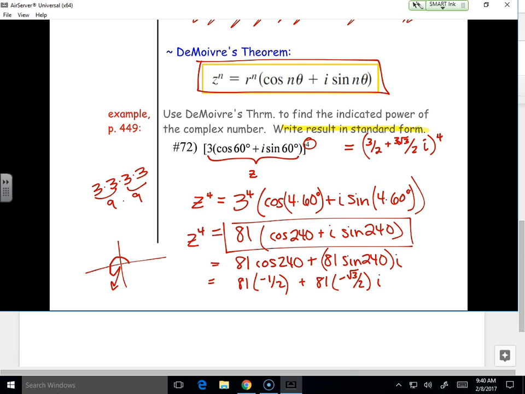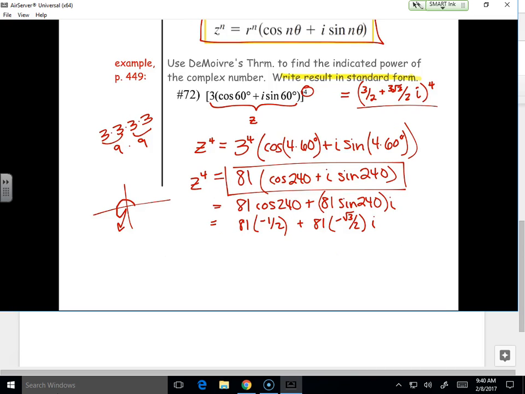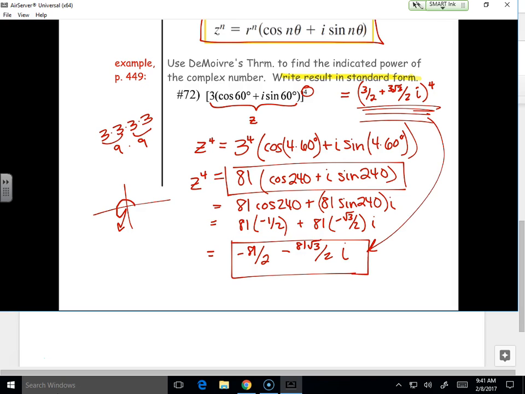Which still isn't super pretty, but it's a whole lot faster than this 4th degree craziness up here. And we end up with negative 81 over 2, or 40.5, minus 81 root 3 over 2, i. Dun, dun, dun, dun, dun. And I'm pretty sure getting from here to here would have been like a scary thing.